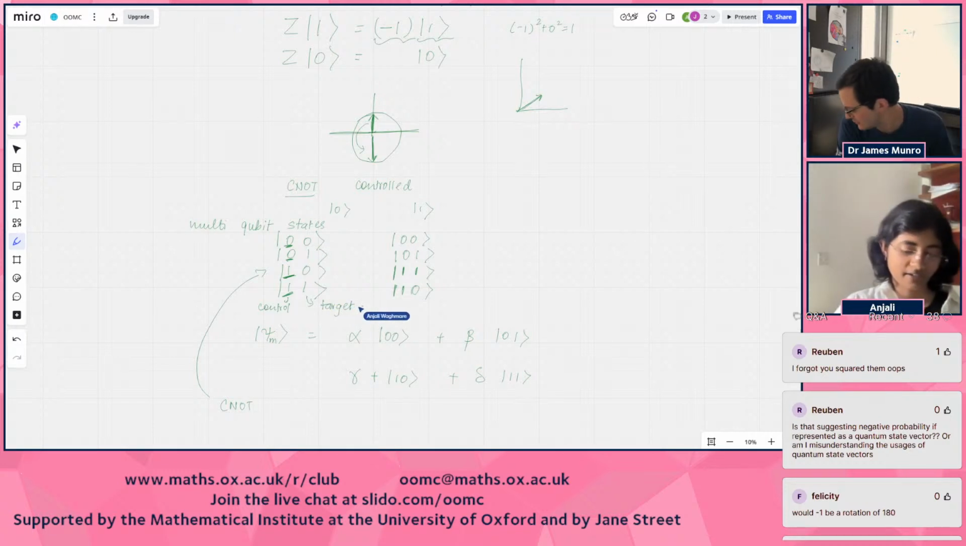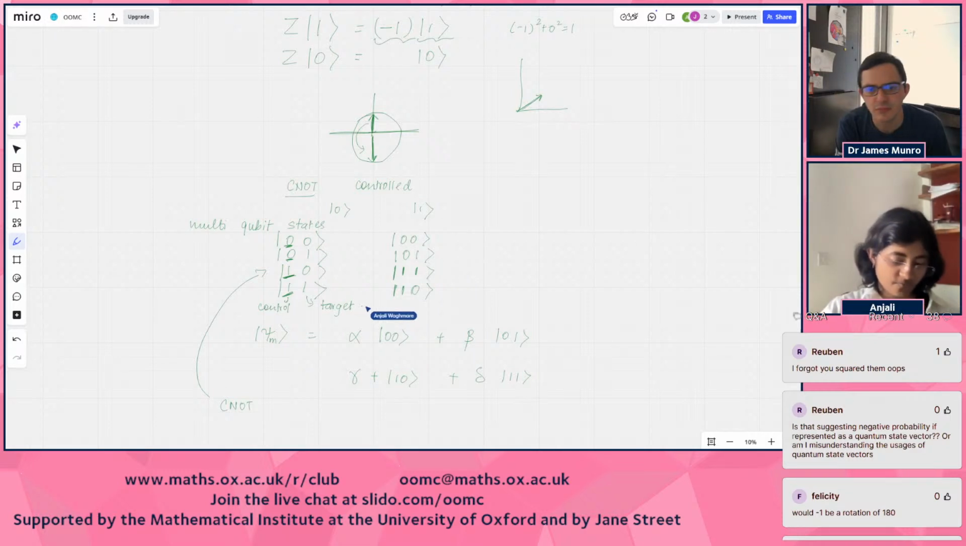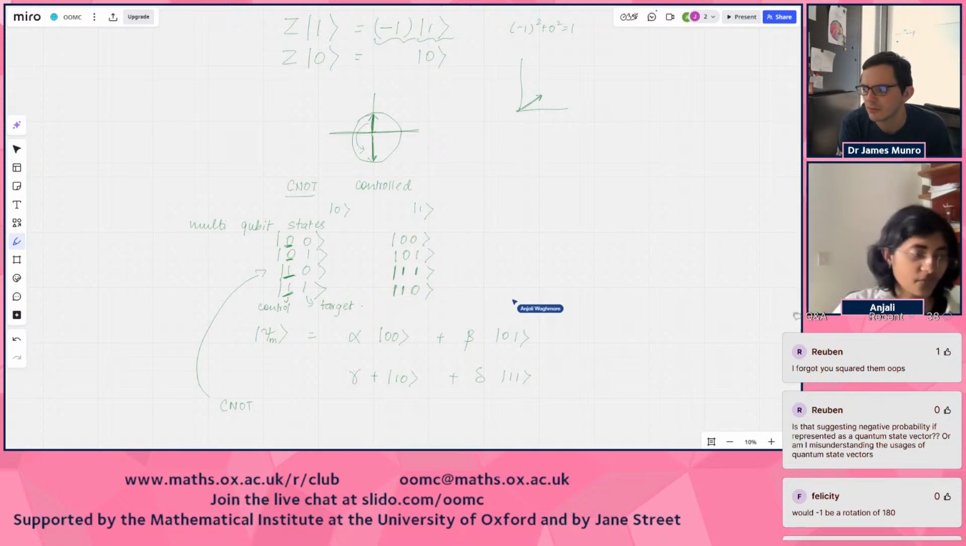You can construct circuits out of these kinds of gates. So you have X, Y, Z, CMOS gates. There is a very fundamentally quantum gate called the Hadamard gate.